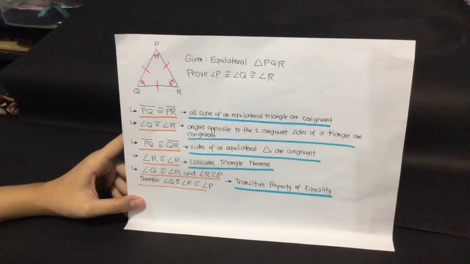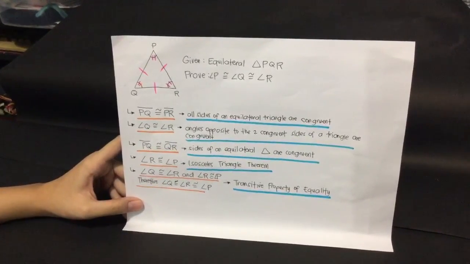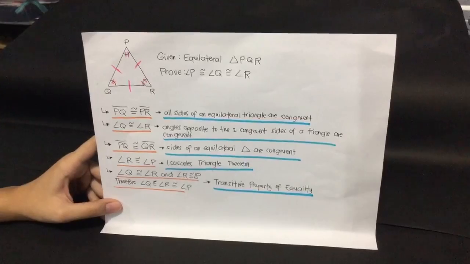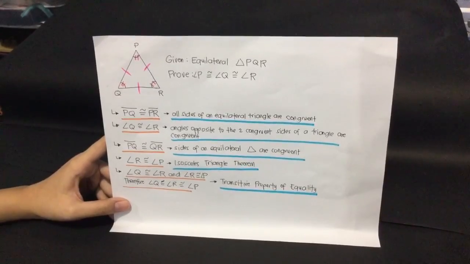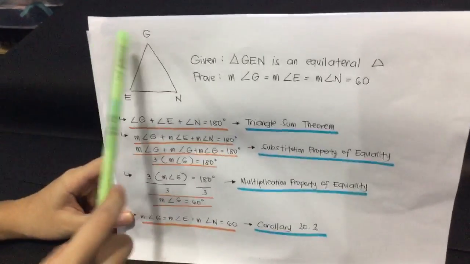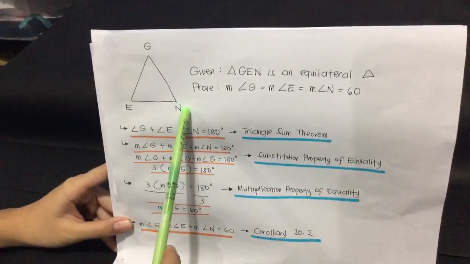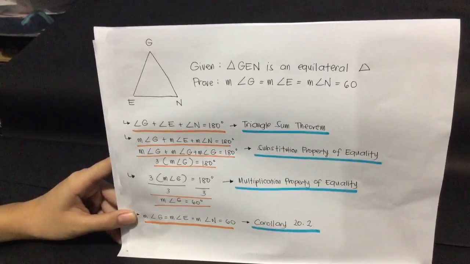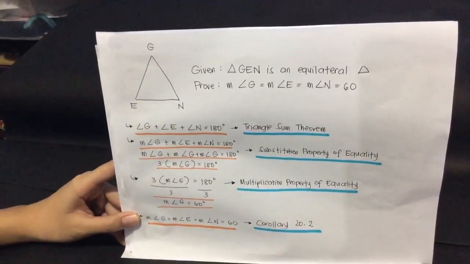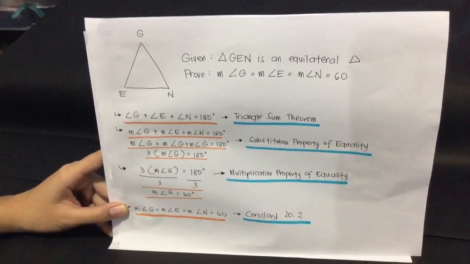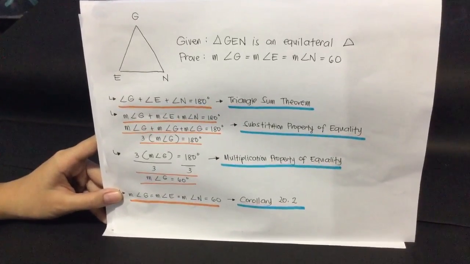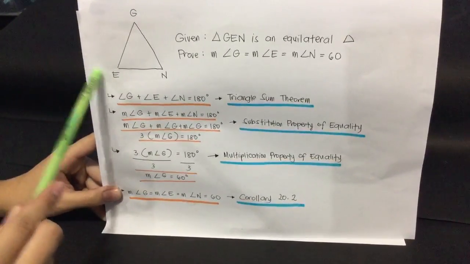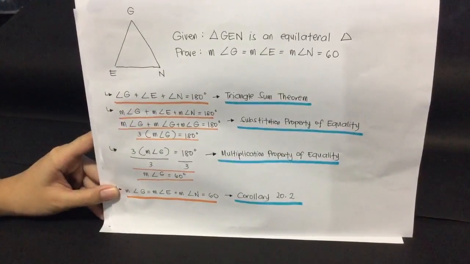Corollary 20.2 states that each angle of an equilateral triangle has a measure of 60. To further understand this corollary, here we have an example. Given triangle GEN is an equilateral triangle, prove that the measure of angle G is equal to the measure of angle E and is also equal to the measure of angle N, which is 60. First statement: angle G plus angle E plus angle N equals 180 degrees.